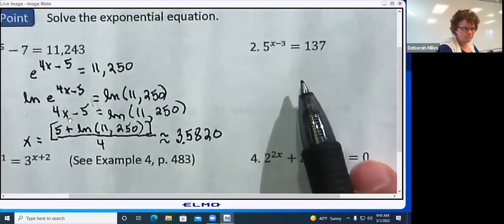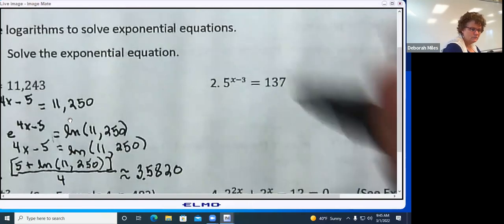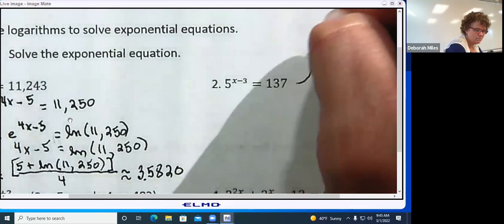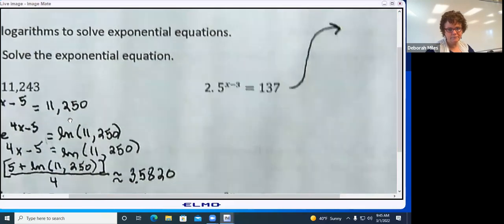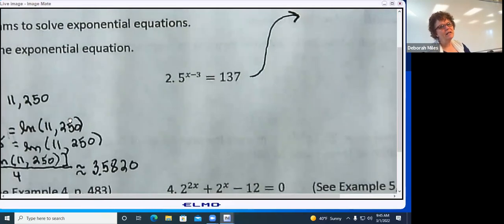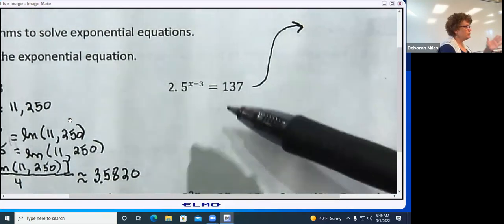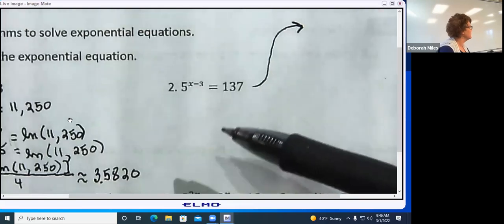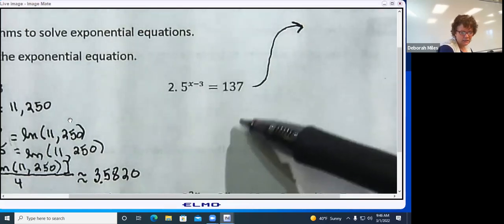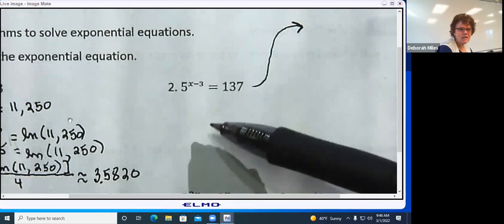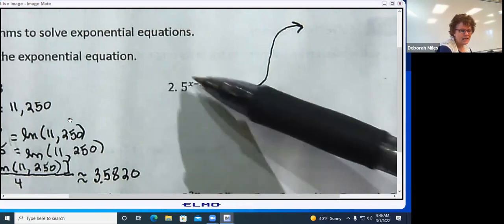What about number 2? Actually, to make sure I have plenty of room, I'm going to start it up here. First thing I would ask myself is, can I write both sides having the same base? Because if I could, that would be the very easiest way to do this problem. If that right-hand side was, say, 125, then I would solve this by writing both sides as having the same base. But since it's not, I'm wondering how to unexponentiate an x minus 3.